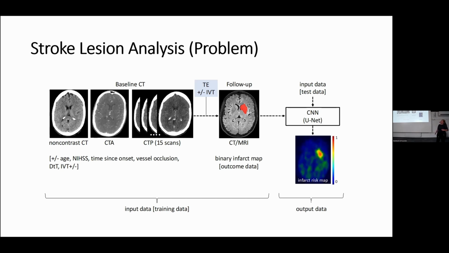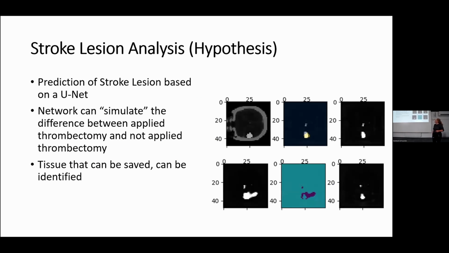The initial idea was to use a CNN, a specific CNN called a UNET, and produce an infarct risk map that predicts what the lesion might be in half a year. As I said, we're using this UNET. I'm not sure how much you're aware of the concept of a UNET, a specific neural network that can do segmentation tasks. Let me put it like that.